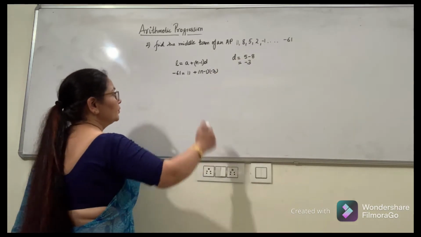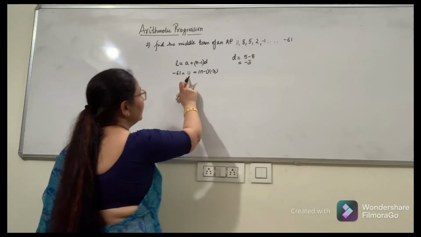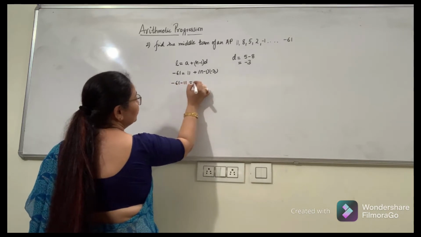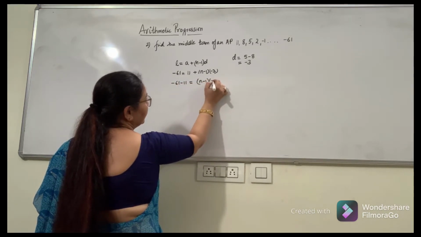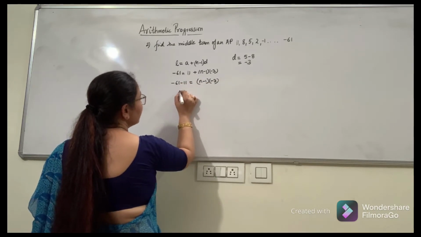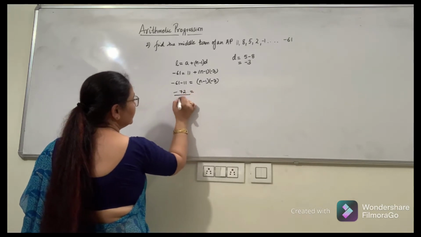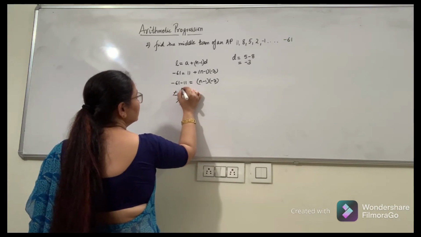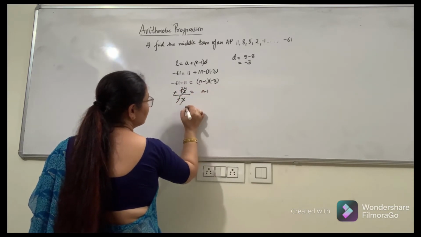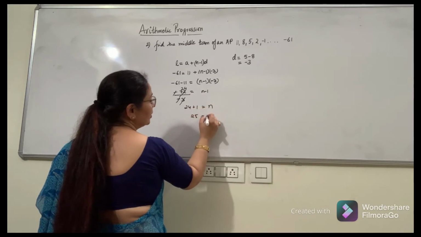Then we'll put the values: minus 61 as the last term, 11 as the first term, and n minus 1 times minus 3. So minus 61 minus 11 gives minus 72, and we'll divide it by minus 3. 3 twos are 6 and 3 fours are 12, so n minus 1 is equal to 24. So 24 plus 1 gives 25. So the number of terms is 25.